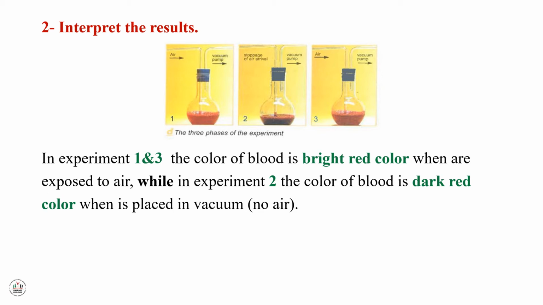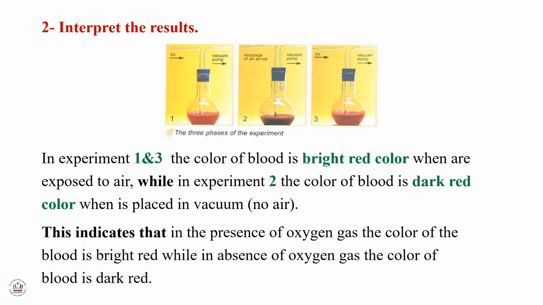While in experiment 2 the color of blood is dark red color when placed in a vacuum, no air. فاذا experiment 2 the color of blood is dark red color اللون غامق. السبب شو السبب اللي خلاه يكون غامق؟ when placed in vacuum no air. This indicates that in the presence of oxygen gas the color of blood is bright red, while in absence of oxygen gas, the color of blood is dark red.